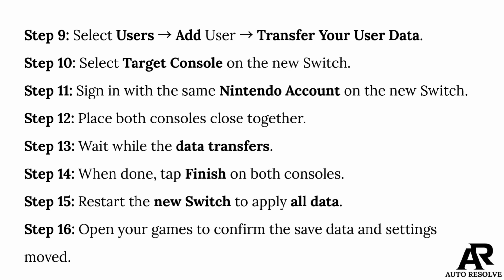Step 13. Wait while the data transfers. Step 14. When done, tap Finish on both consoles. Step 15. Restart the new Switch to apply all data. Step 16. Open your games to confirm the saved data and settings moved.